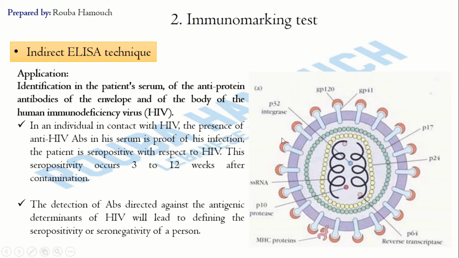Here is the structure of the HIV virus. The envelope of the HIV virus shows many glycoproteins. These glycoproteins are the antigens used in the ELISA technique. So the immune system produces antibodies specific to the glycoproteins of the HIV envelope.